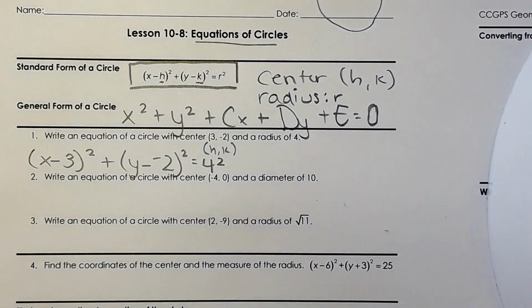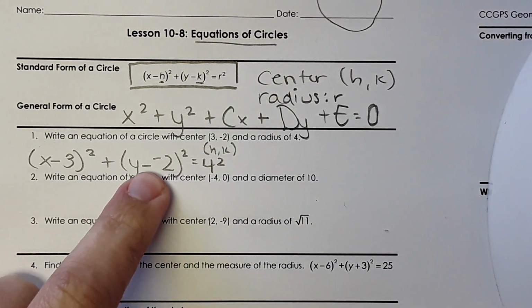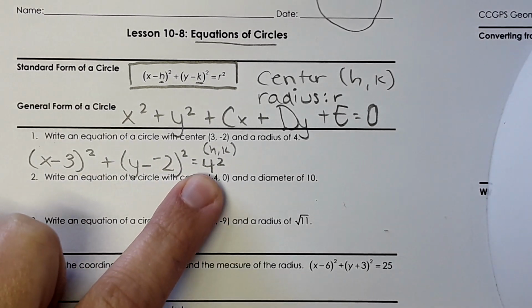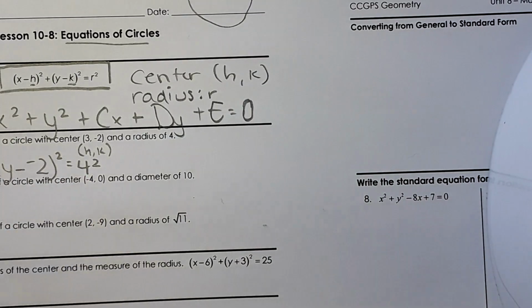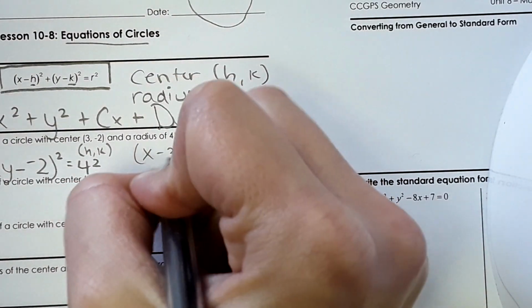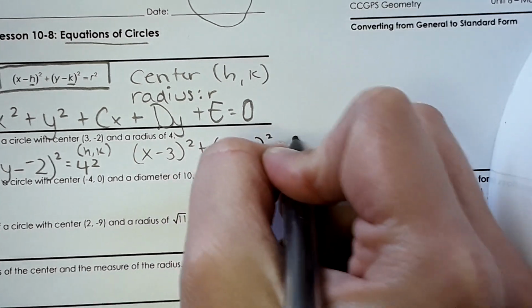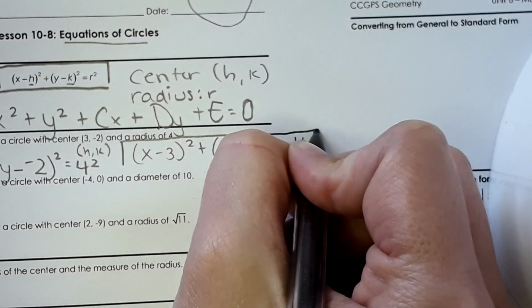And then we're just going to clean this up a little bit. Y minus -2 is just y plus 2, and then 4 squared is 16. So we're going to rewrite it a little bit cleaner. So x minus 3 squared plus y plus 2 squared equals 16. And then this is our equation for that circle.